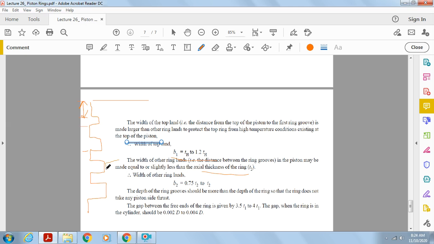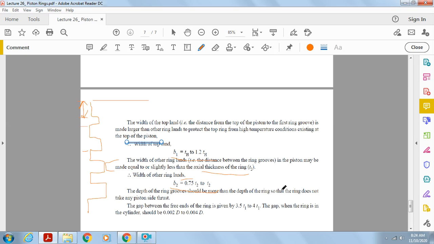So these are the different statements to be followed as a design methodology for this particular component. Therefore, the width of the other ring lands shall be B2 equal to 0.75 T2 to T2, where T2 is the axial thickness of the ring. So that is B2.